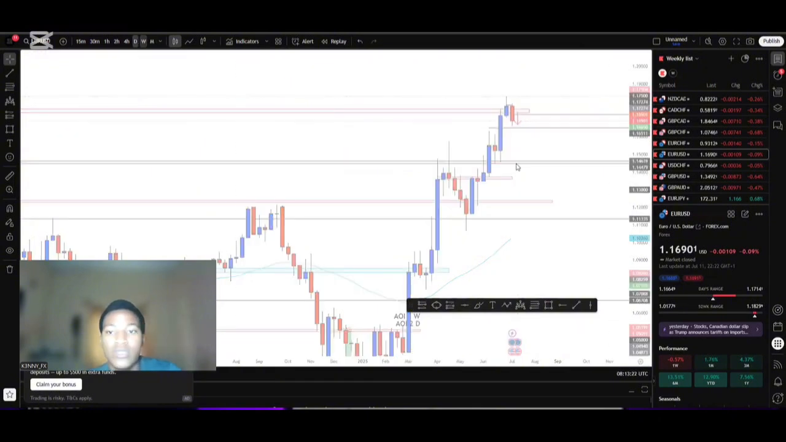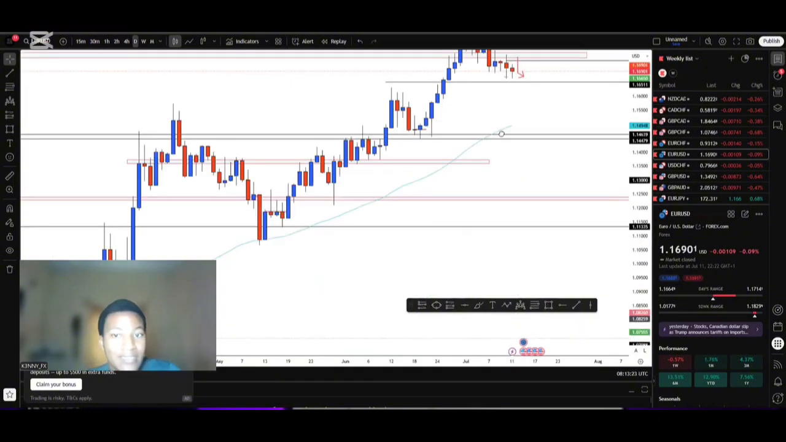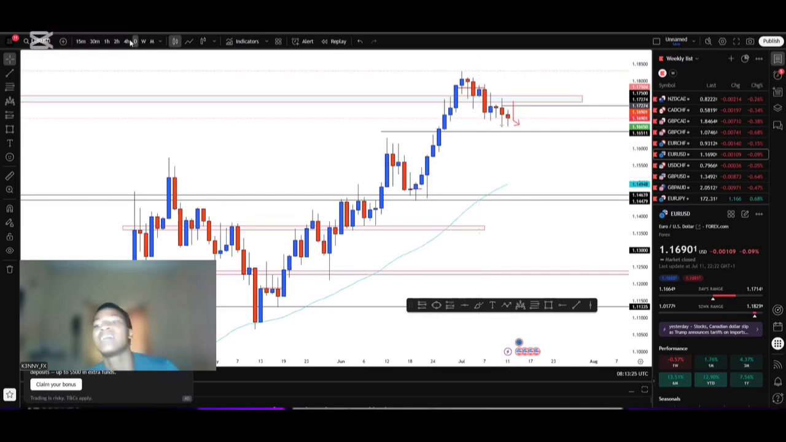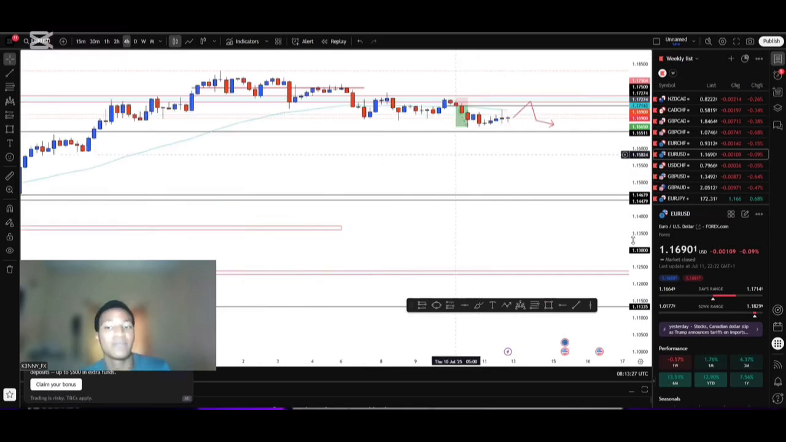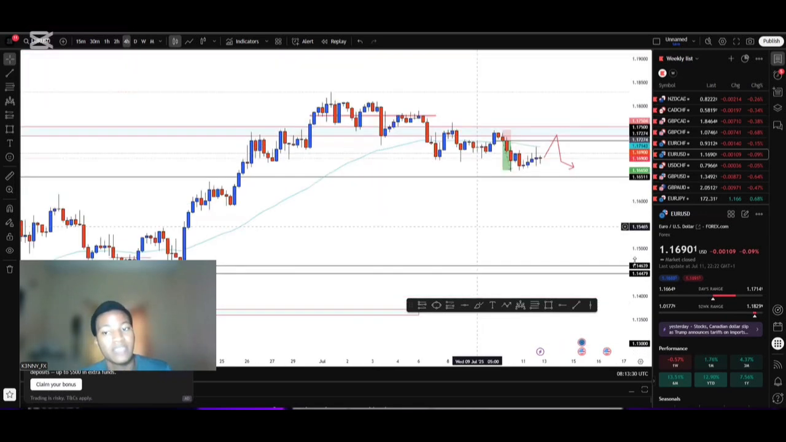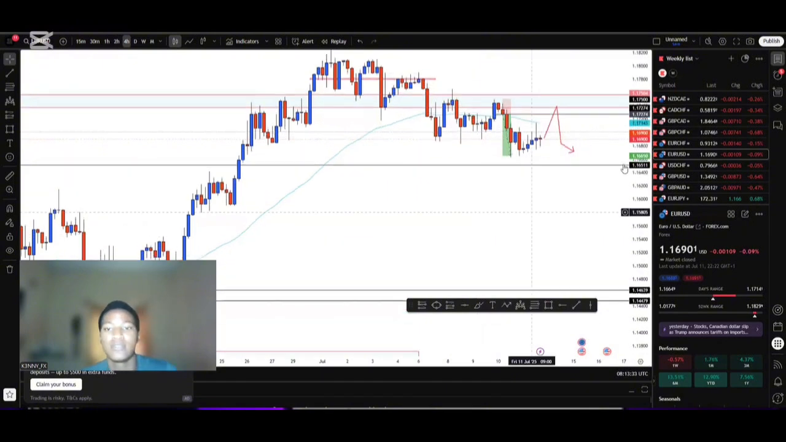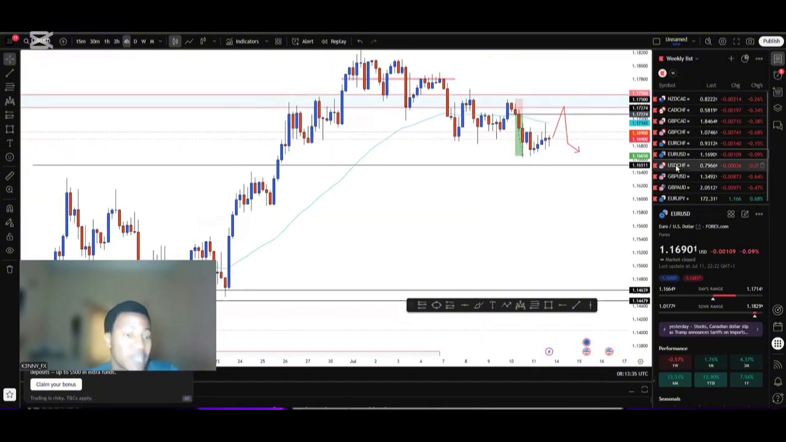So this is a counter trend trade that I'm not going to be watching, but if it gives me an entry, I'll enter. It's a counter trend trade, and I might not even enter. So we're going on to USD CHF.